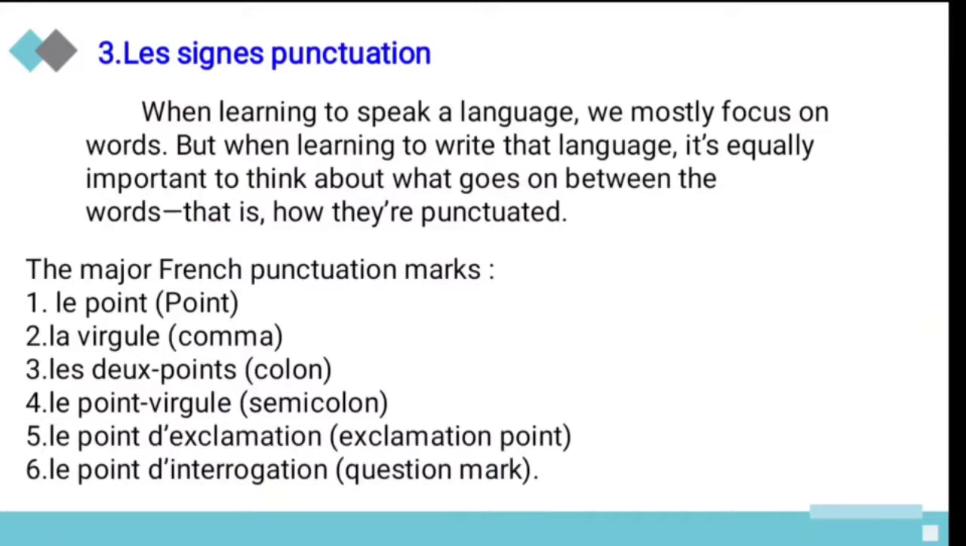See, the major punctuations in French are there. So first one, point. Point in French, le point. And second, comma, that is la virgule. And third is les deux points, that is a colon. And fourth is le point-virgule, that is a semicolon. And fifth, le point d'exclamation, it's an exclamation point. And sixth is le point d'interrogation, it's a question mark.